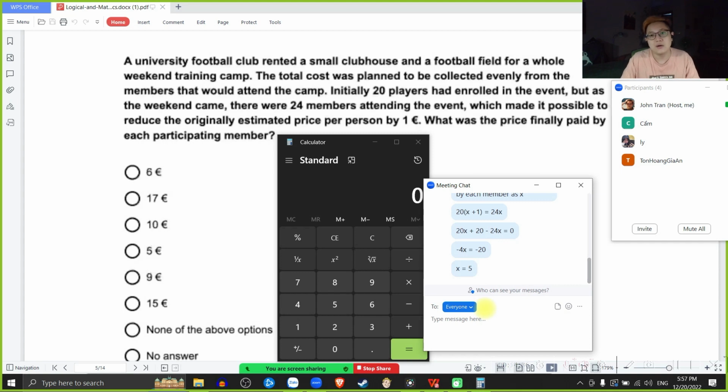But you have to be careful. They asked for the price finally paid by each member, not the price at first. Remember, they asked for the price finally paid, so the price would be €5. See? You almost got to the right answer, but you got it wrong because you didn't read carefully what the question asked. It's €5, isn't it?